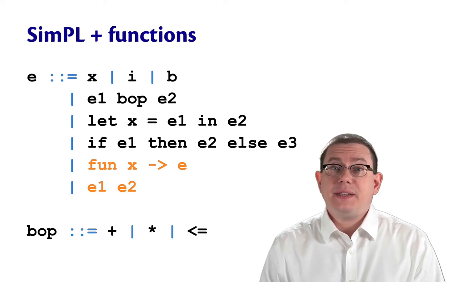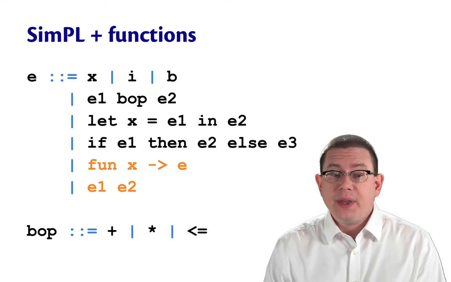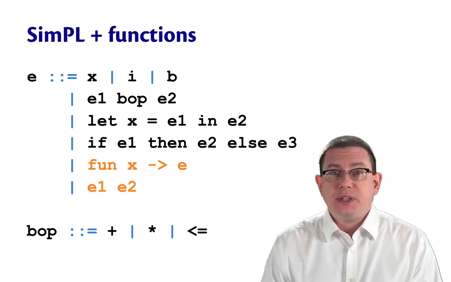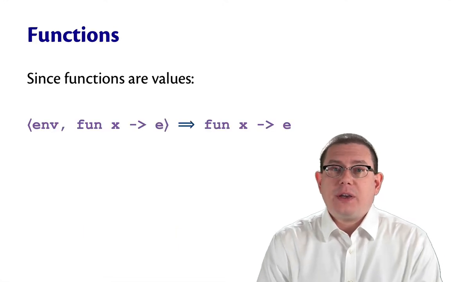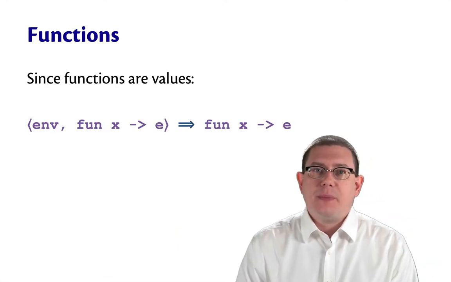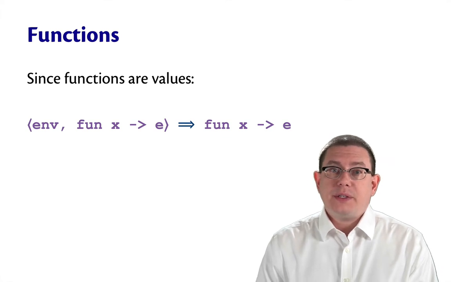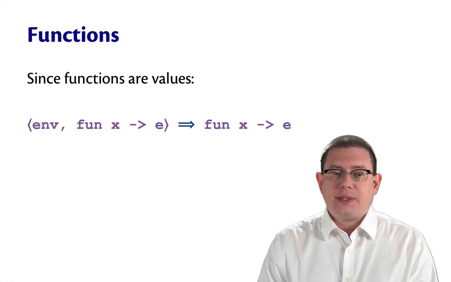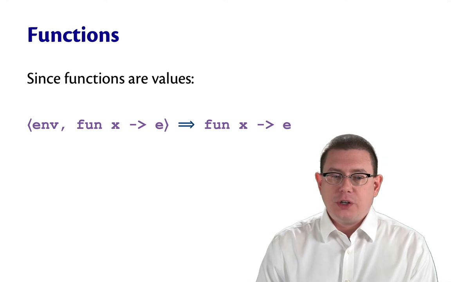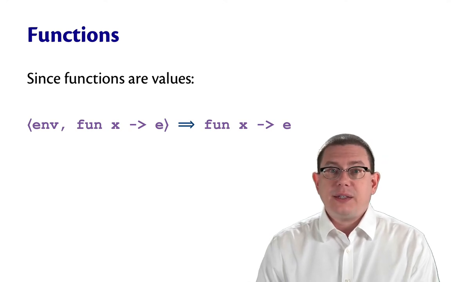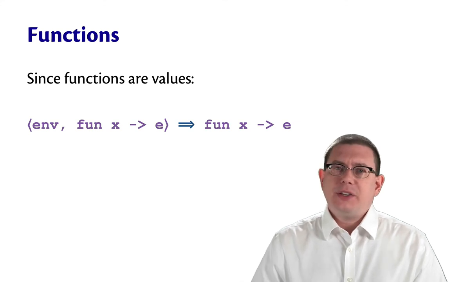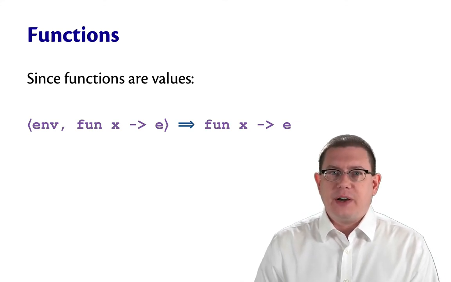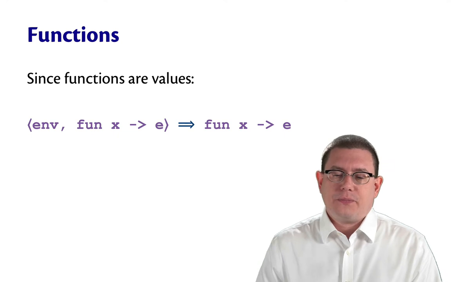Let's extend simple to a bigger language. We're going to push out towards core OCaml now by adding anonymous functions and function application. How could we give a big step environment model semantics for this? Well, since functions are values, we could say that evaluating the anonymous function, fun x arrow e, inside of an environment env just gives you back the value. Much like if we were just evaluating an integer value, it would just give us back that integer.